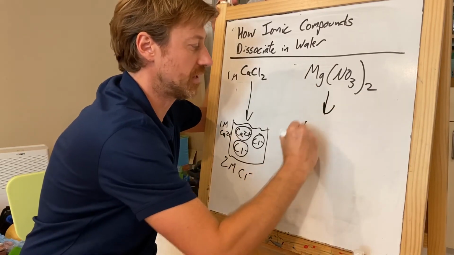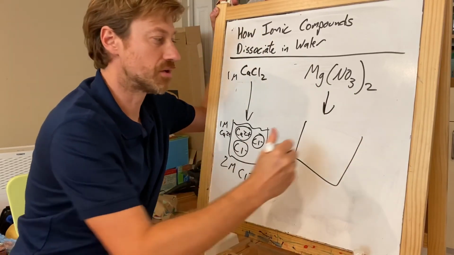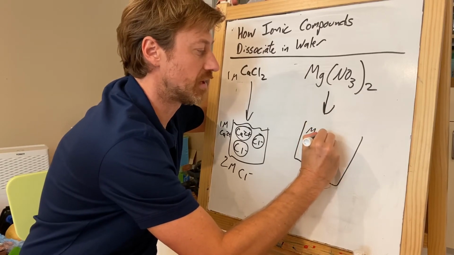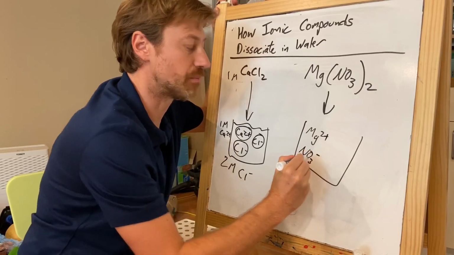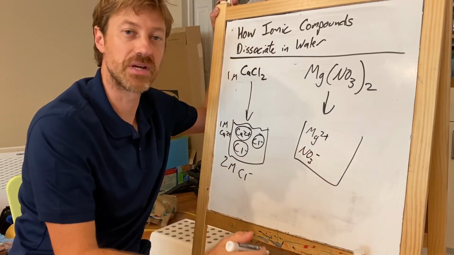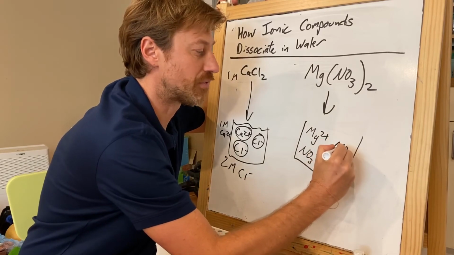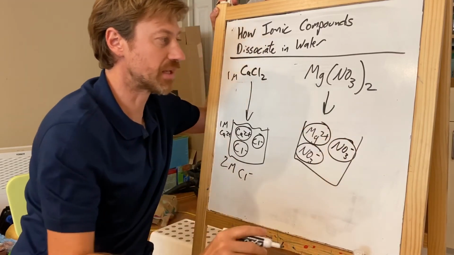So let's put this into water here, okay? So they're going to dissociate into their ions. So of course we have a magnesium 2+ ion, but the nitrate stays together. It's a polyatomic ion. The nitrates do not dissociate. Polyatomic ions don't separate themselves out. They're going to be like that.